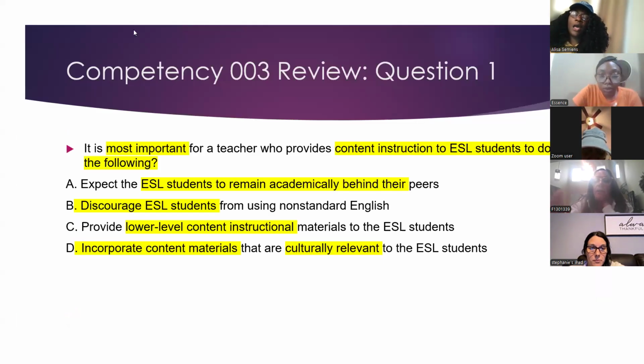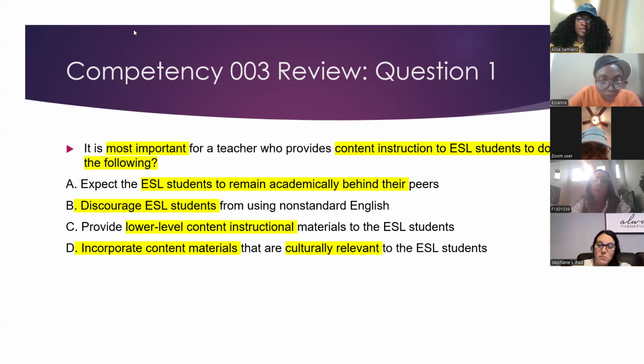All right. So it says it is most important for a teacher who provides content instruction to ESL students to do which of the following? We have A, expect the ESL student to remain academically behind their peers, which we know is always incorrect. B, discourage ESL students from using non-standard English. C, provide lower level content instructional materials to the ESL students. D, incorporate content materials that are culturally relevant to the ESL students.